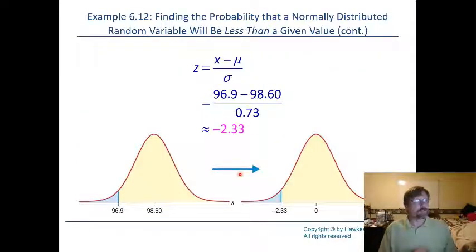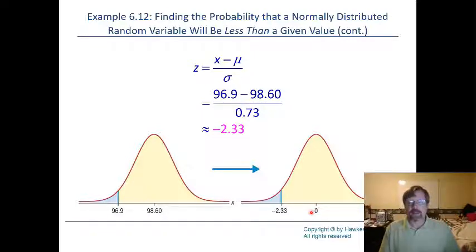To convert it to a standard score, we take our value, subtract the mean off, and divide by the standard deviation. So that's our mean, that's our standard deviation, and that is the value we are interested in. We end up with a z-score of negative 2.33, meaning that 96.9 is 2.33 standard deviations below the mean. So in terms of graphs, we've converted this from 96.9 down here into negative 2.33. Our mean becomes 0.